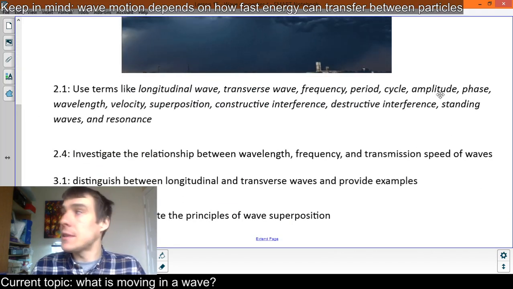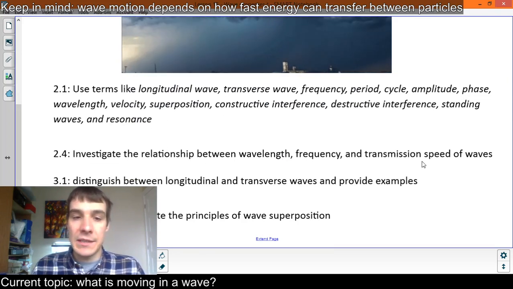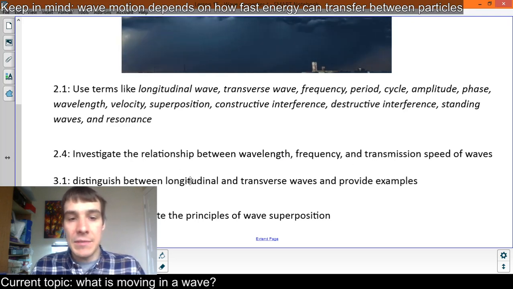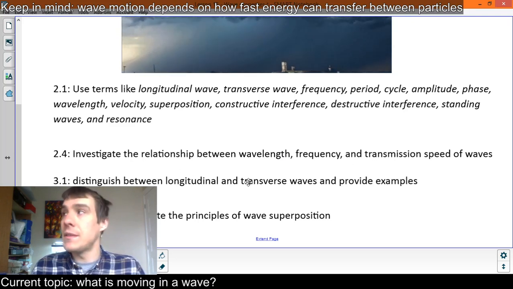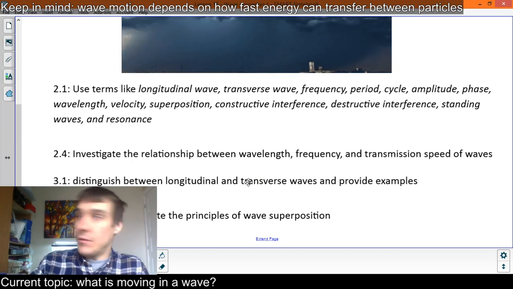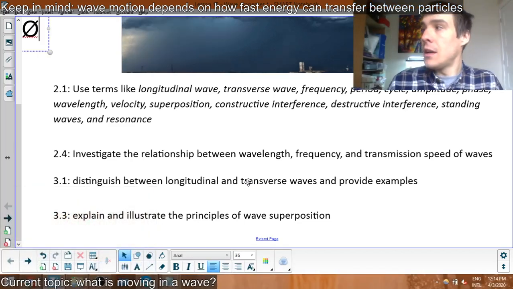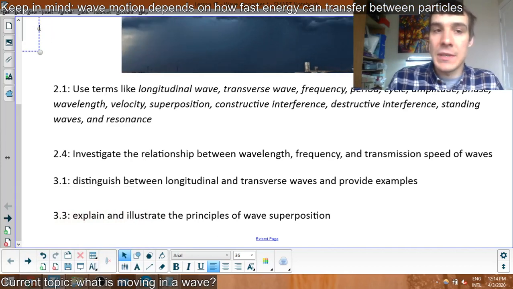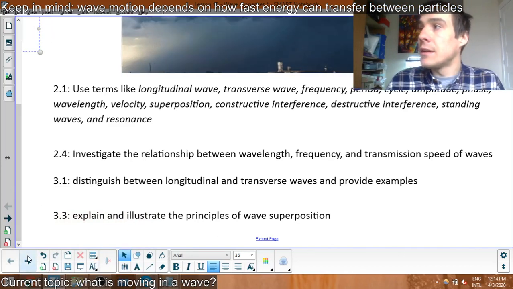Here's what we're talking about today, some different terms about waves. We're going to investigate the relationship between wave frequency and speed. We're going to distinguish between longitudinal and transverse waves. And then over here, we're going to illustrate the principles of wave superposition. So let's start with, what is a wave?